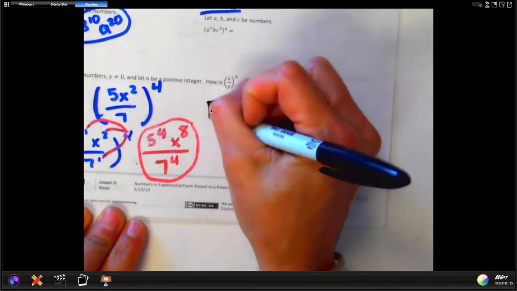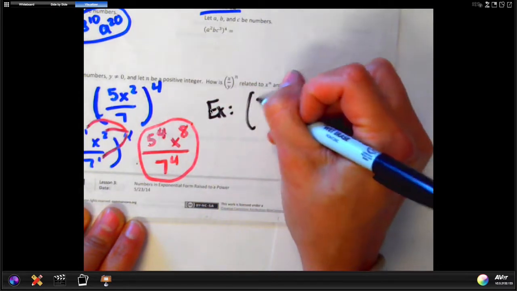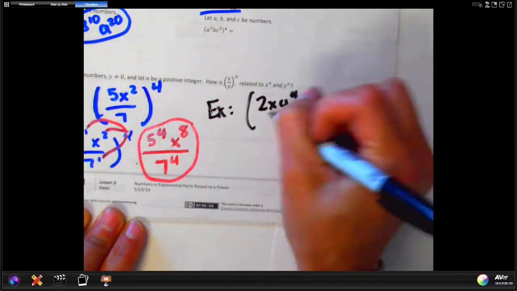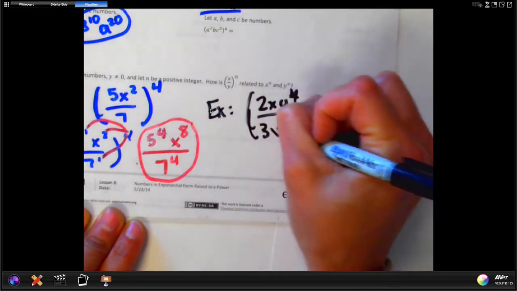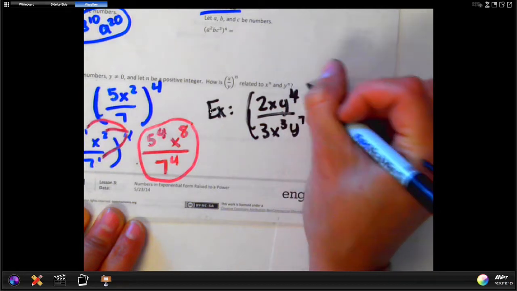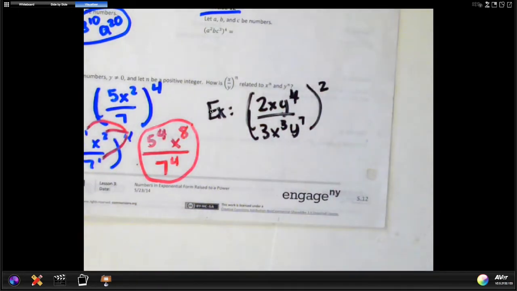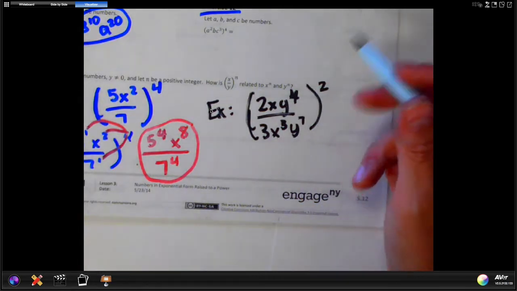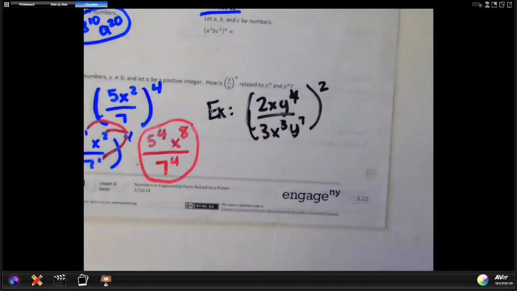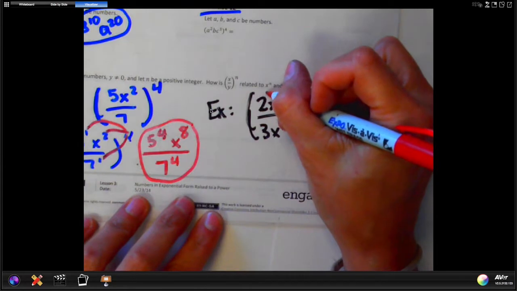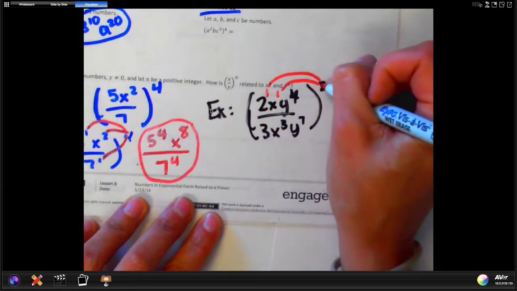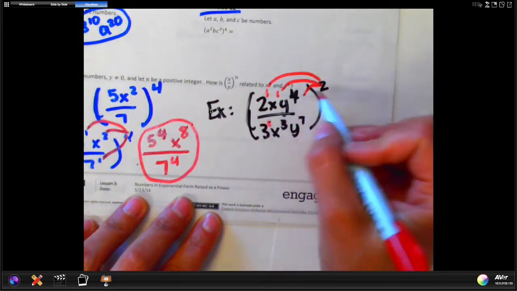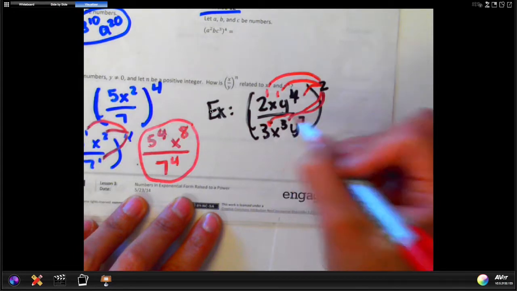So if I slide my paper over here a little bit so I have space, let's do a second example here. So let's do 2xy to the 4th, ooh, that's a 4, over 3x to the third, y to the seventh, all raised to the second power. Okay? And so at first glance, it looks like this is a hot mess, but in actuality, you have 6 spots to distribute to. You have a 1 on the 2 that it needs to get distributed to. You have a 1 on the x and a 4 on the y. And then you have a 1 on this 3 down here and a 3 on the x and a 7 on the y.